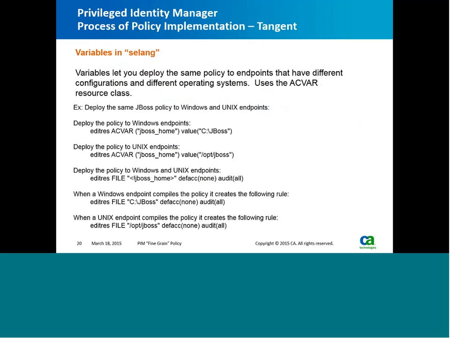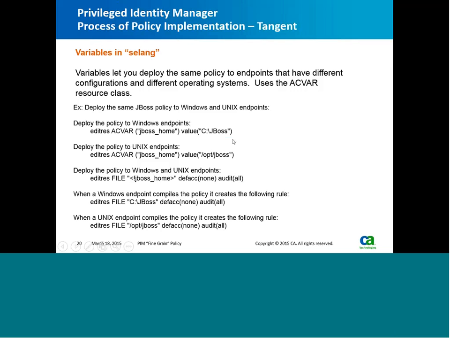So let's go off on this tangent. Like I just mentioned, there are variables that you can utilize in Salang. And as I've documented here in this slide, you can define what those variable values will be. In this example, we're stating that on a Windows box, the JBoss home is in this directory. But on a Unix box, the JBoss home is in this specific directory.